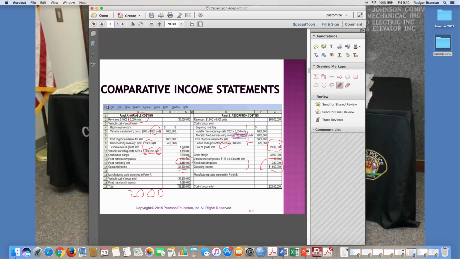So the $135 per unit, if I take this times the 135, that will equal the difference between the two, the 270,000. Hopefully you can read my writing with my new mouse here. So my difference here, 270,000, is attributable to the change in inventory.